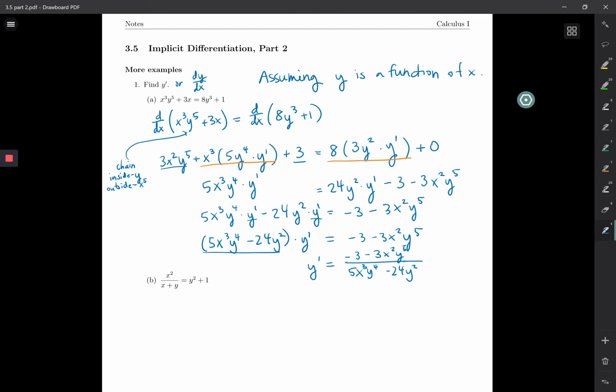Okay, so this is going to be your answer here. Maybe I'll do this in a different color so it stands out. Okay, so that is the answer. That is y prime, and our answer does involve y and x, and that's because we're using implicit differentiation, and this often happens when this is the method that we use.